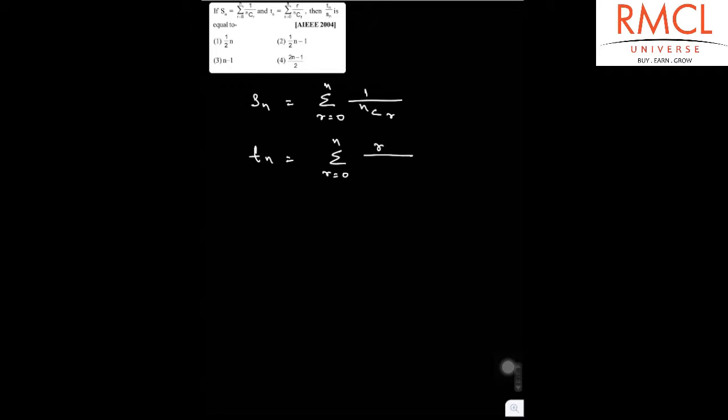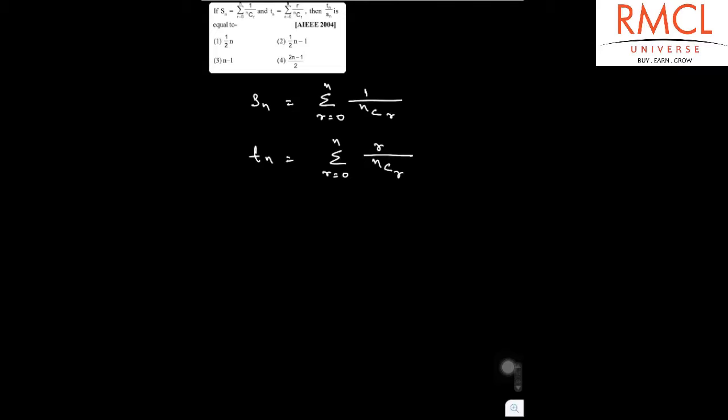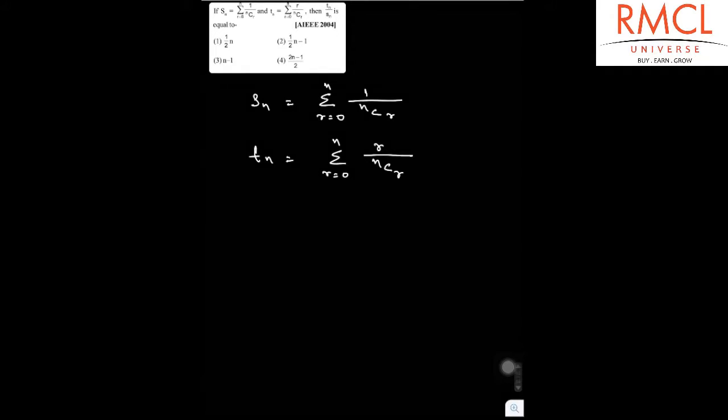So it's a binomial question from AIEEE 2004. In this question, it is given that Sn is equal to the summation from r equals 0 to n of 1 divided by nCr, and Tn is equal to the summation from r equals 0 to n of r divided by nCr. Then we have to find the value of Tn by Sn. Suppose this is 1 and this is 2.